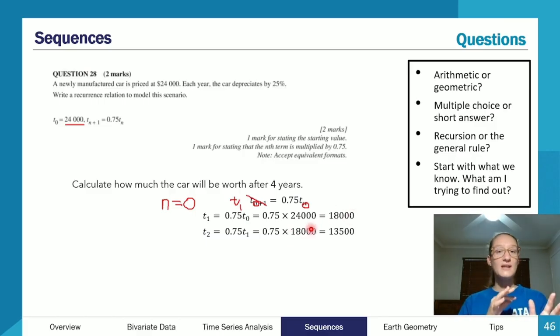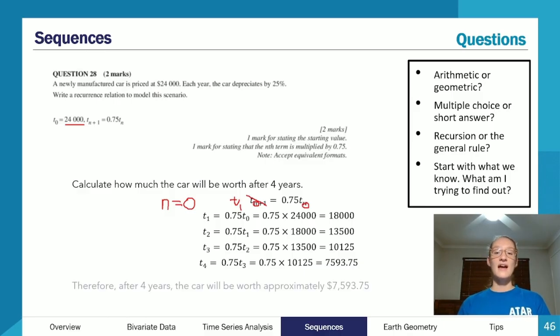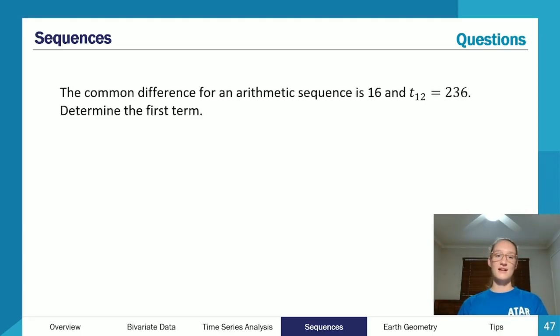Because after 2 years, it's going to be worth 25% less of what it was a year ago, not the original value, or it would just always stay at 18,000, which gives us 13,500. We apply the rule again, and now we've actually answered our question. So therefore, after 4 years, the car will be worth approximately $7,593.75. So that's our question there.